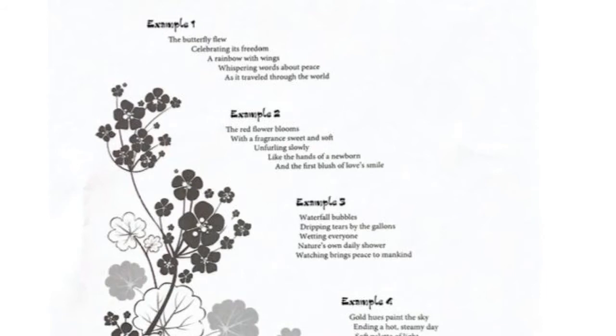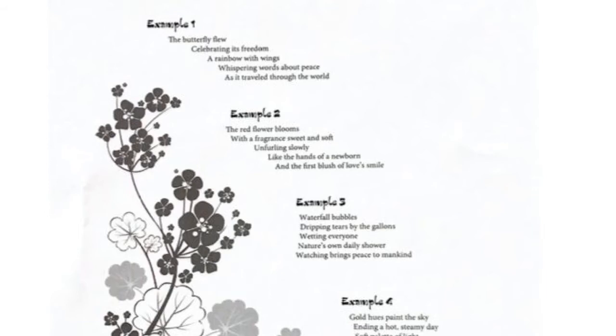through the world. Example two: the red flower blooms with a fragrance sweet and soft, unfurling slowly like the hands of a newborn and the first blush of love's smile. Example number three: waterfalls bubble, dripping tears by the gallons, wetting everyone, nature's own daily shower. Watching brings peace to mankind.